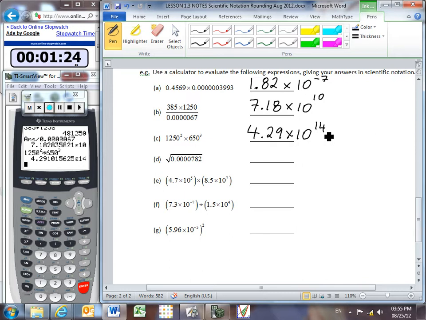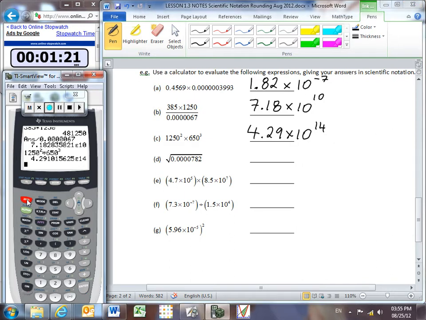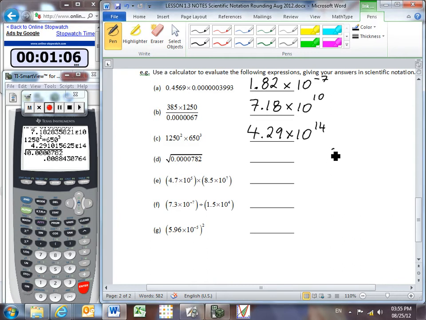Part D. In order to get the square root, I need to do second function x squared. And now I can put in the number 0.0000782. That gives us 0.00. Let me write it out to the side. 0.00884307. Okay, that's far enough.